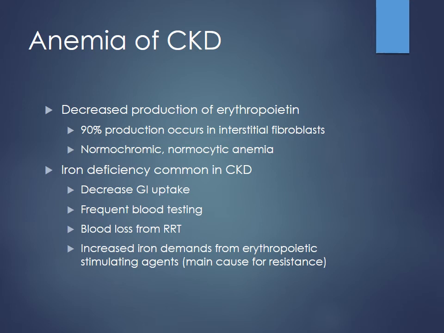And then the main reason why you're going to see that your erythropoiesis stimulating agents do not work that well is normally going to be due to a deficiency of iron. So iron is vitally important here. We have to replace that in good amounts to make sure that they can make the hemoglobin and make the new red blood cells that they need.